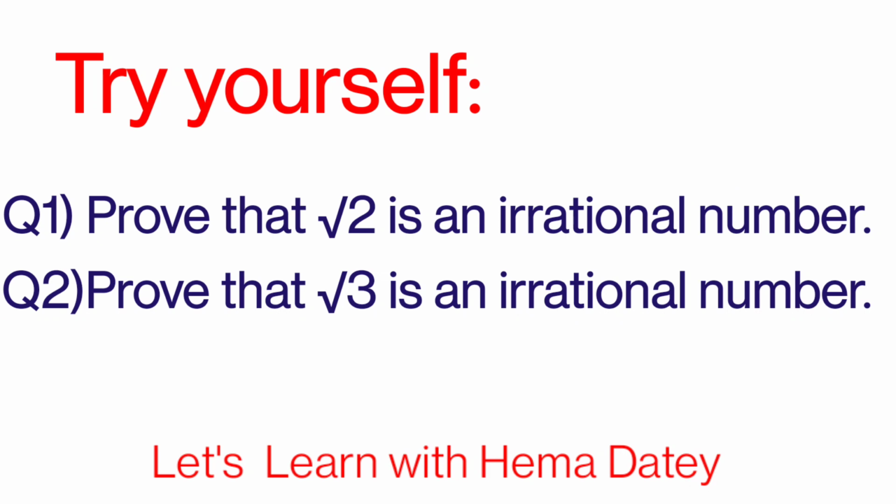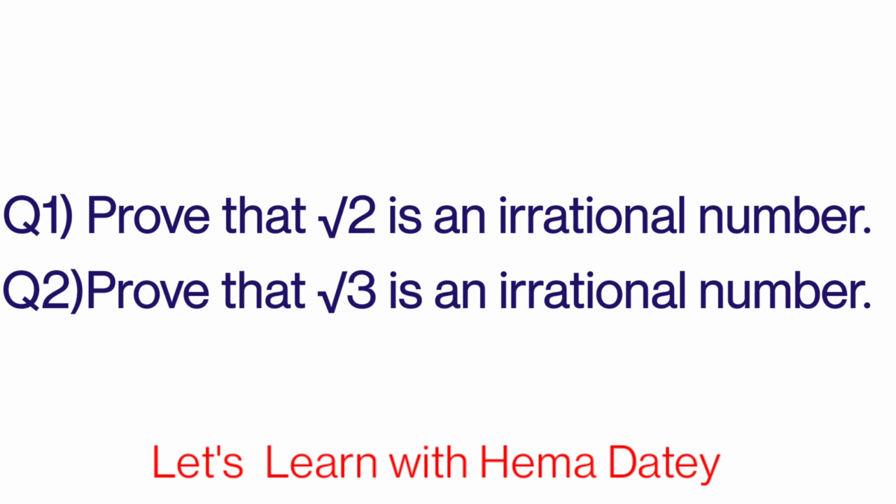Now you try question number 1. Prove that root 2 is an irrational number. Question number 2. Prove that root 3 is an irrational number. And to prove this, the format will be the same as we have done for square root of 5. Only you need to replace 5 by 2 or 3, and by the same format you can solve this.